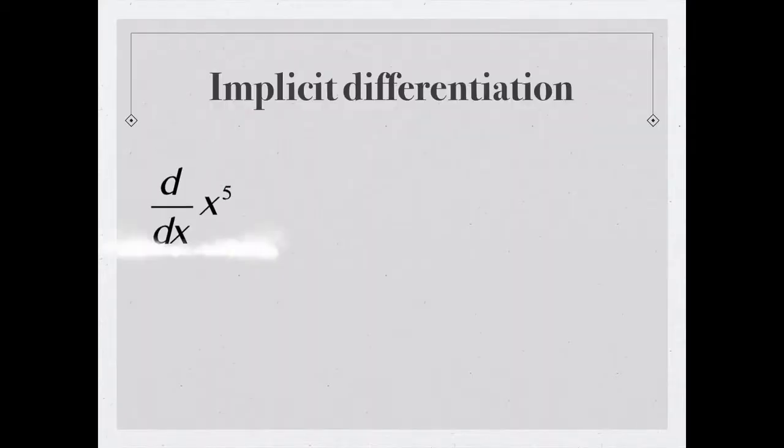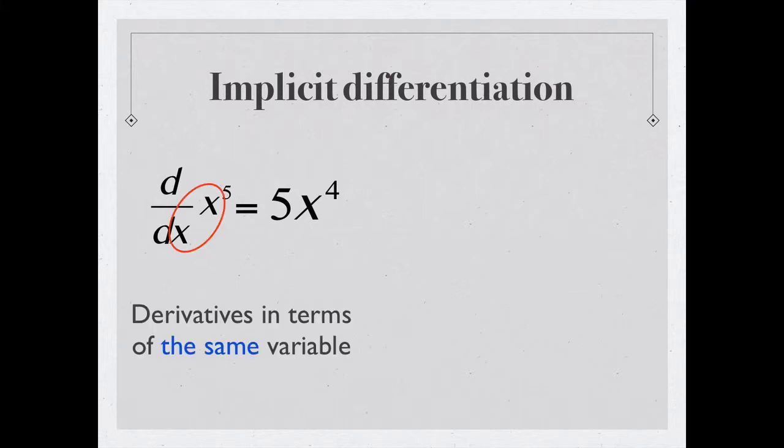Now let's have the first example. We know that if we find the derivative of x to the fifth, the derivative of x to the fifth is simply 5x to the fourth using the power rule. Now notice the variable that I'm using. Now this is possible because we're finding the derivative in terms of the same variable.